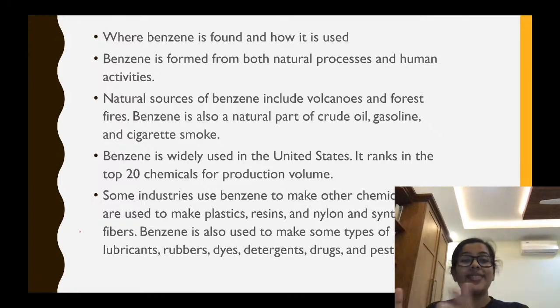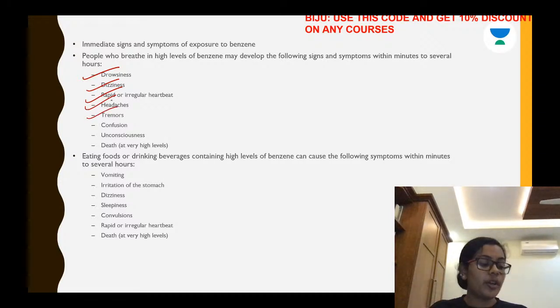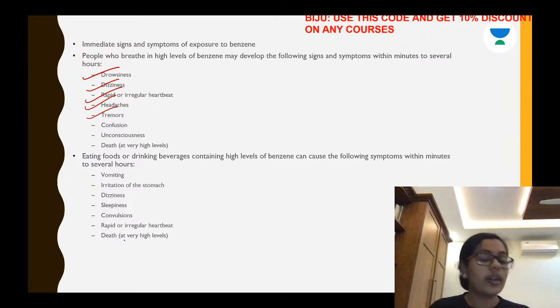So this is something we discussed in the current affairs section, like the monthly current affairs section. And what are the immediate causes and symptoms of benzene exposure? Drowsiness, dizziness, rapid or irregular heartbeat, heart attack, tumor. Once it goes into the body or once you inhale it, there is a chance of kidney failure, lung problems and tumor. When you are exposed to benzene, you face drowsiness, dizziness, rapid or irregular heartbeat, headaches, tumors and confusion. When you eat it, you get vomiting, irritation of the stomach, dizziness, sleepiness, convulsion, rapid or irregular heartbeat, and even death.